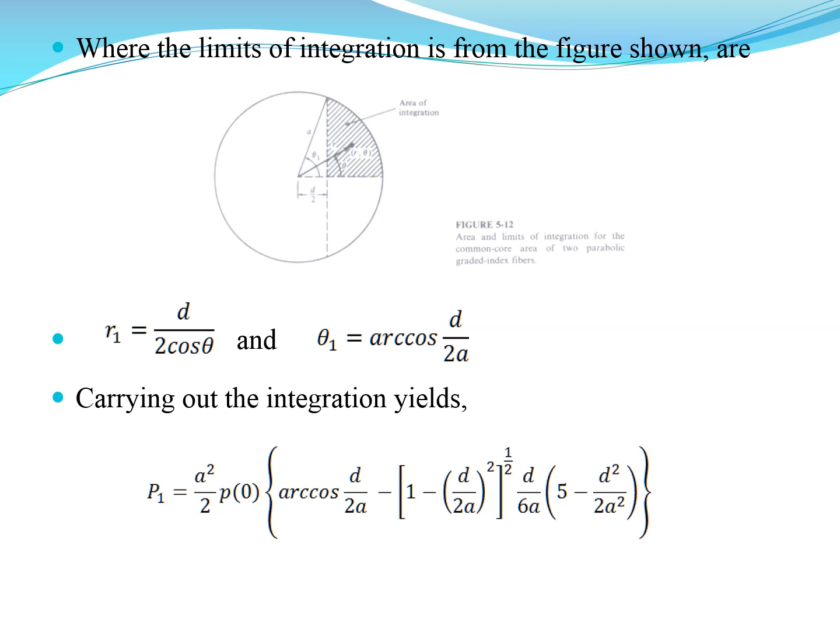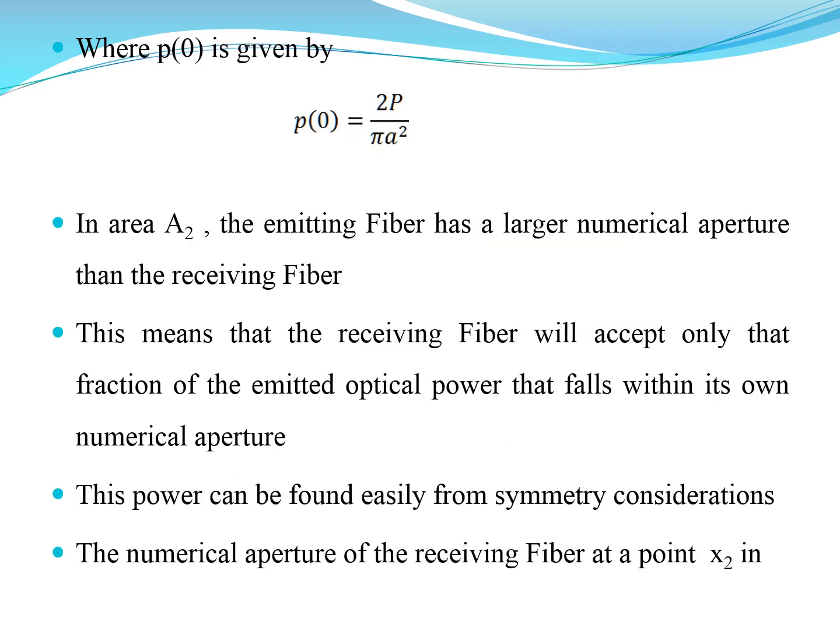Now we carry out the integration here, so that P1 will be a square by 2 into P of 0 into [cos inverse of d by 2a minus (1 minus (d by 2a) to the power 2) to the power half into d by 6a into (5 minus d square by 2a square)]. So this is power P1. Now we know that P naught is given by 2P by pi a square. Now again we are going to make some assumptions related to this, and we are going to end up with the total power PT.